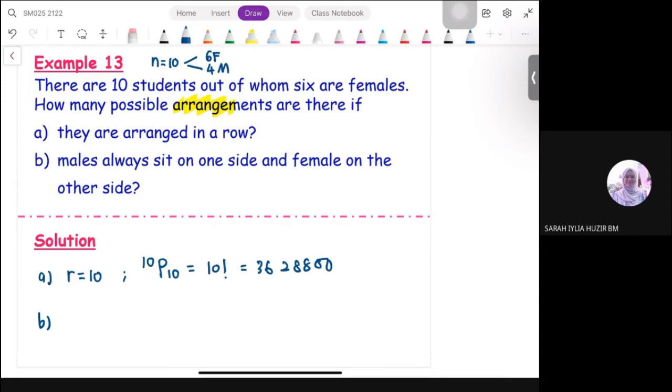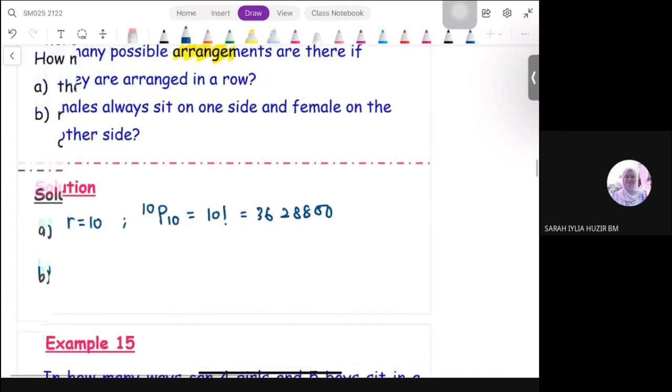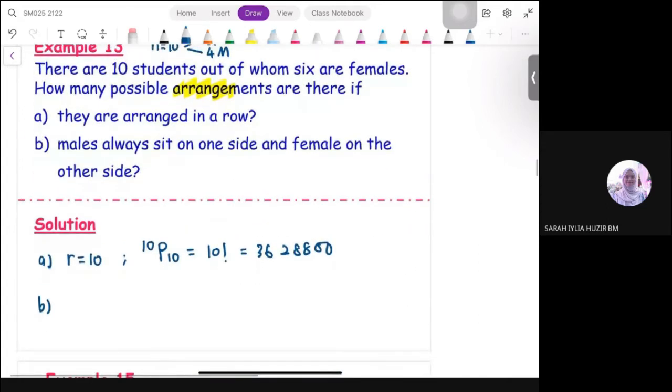Part B, male always sits on one side and female on the other side. Dia nak duduk bergrouping lah tu. Macam awak dalam kelas lah kan. Satu side lelaki duduk, satu side perempuan duduk. Awak tak duduk sebelah-sebelah kan. Selalunya lah. Okay. So kita imagine itu situation dia.